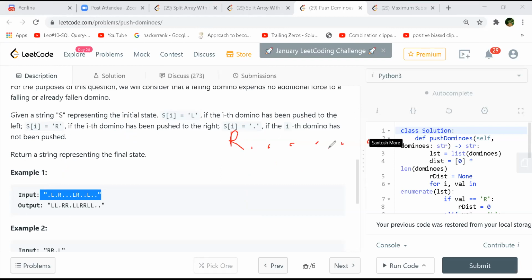If I have only one R and there are 1, 2, 3, 4, 5, 6 dots, meaning the size is 7, what do you think the answer will be? All are R. Correct. So we'll have all 7 R's. So this is one way.